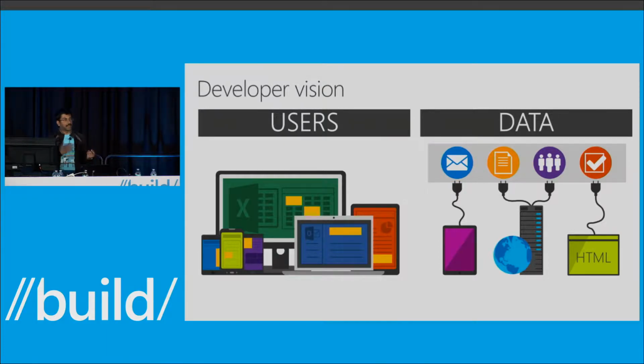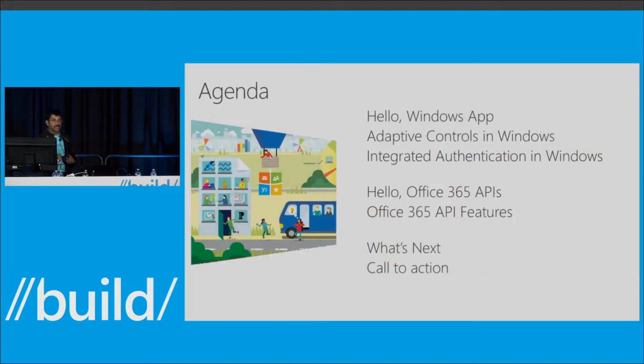So think like the left portion of the deck is more about taking your data to Office and building some experience, whereas the rightmost is about how do I take the data out from Office and build my experience for my users. So we're going to quickly start, build a Hello Windows app, look at the adaptive controls. I'm going to be showing and concentrating on the split view.